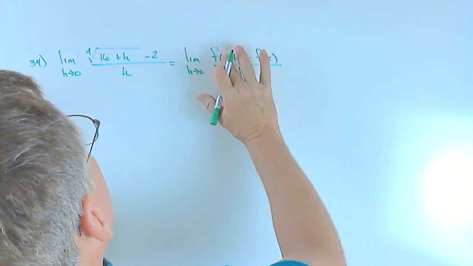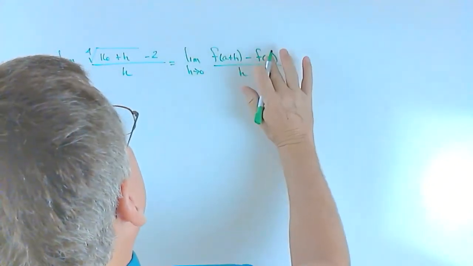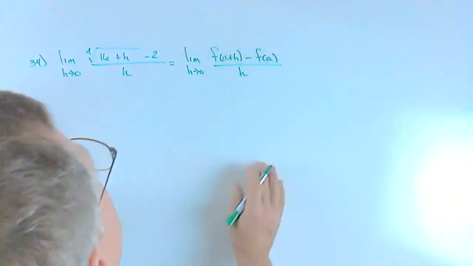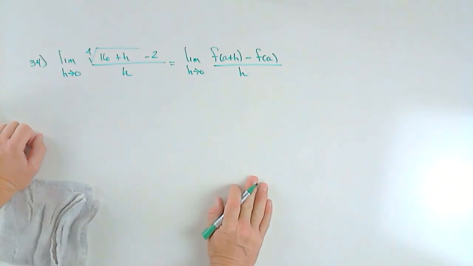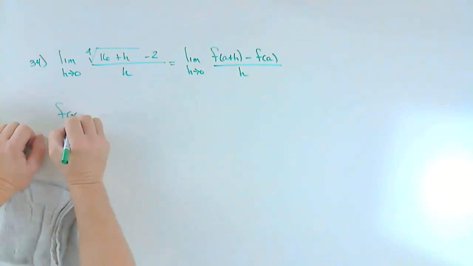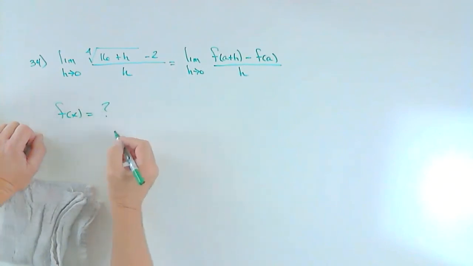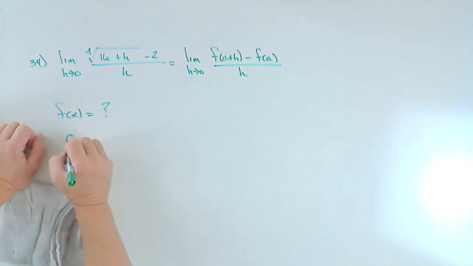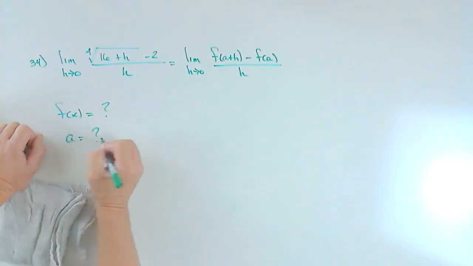Or if you prefer, you can put an a here. It doesn't make any difference. Now, what do we have to do? Well, we have to find what's my function and what's a. Where am I evaluating this?